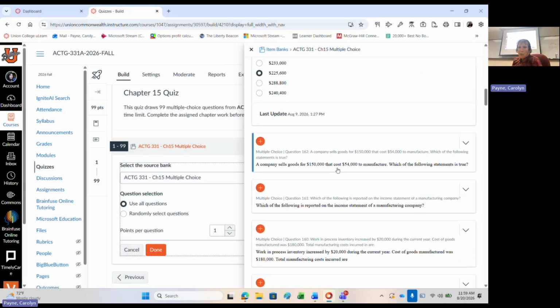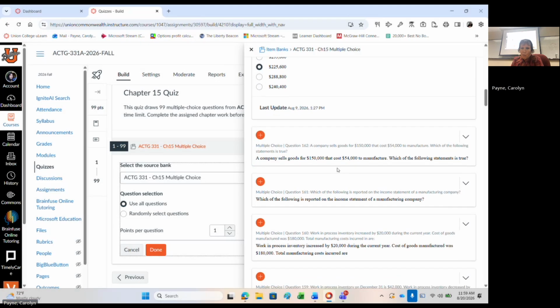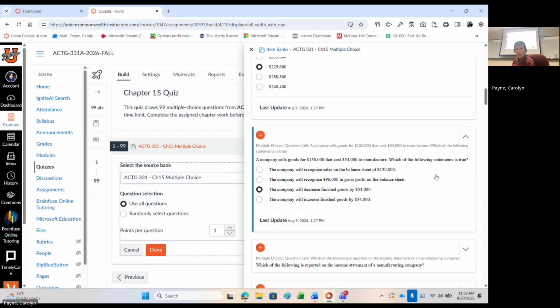All right, next. Company sells goods for $150,000. The cost is 54,000. Which of the following statements is true? So if we sold goods for $150,000 and the cost of those goods was 54,000, I don't like questions like this. Of course, the first option, we're not going to recognize sales on the balance sheet, right? Why? What goes on the balance sheet? Liabilities and owner's equity. Where do sales go? It's a revenue account, so it goes on the income statement. So that was obviously not correct.